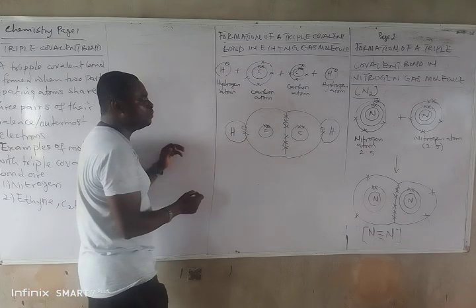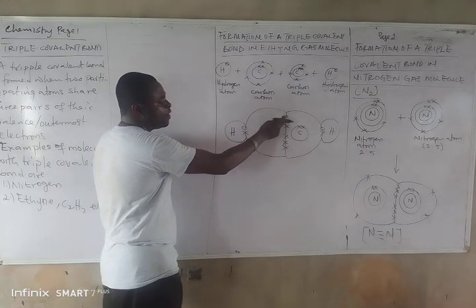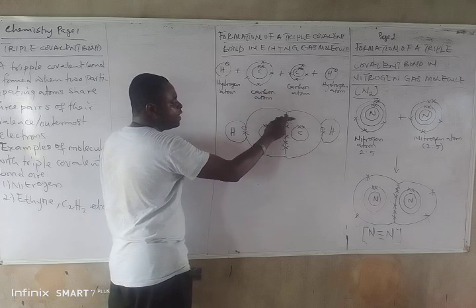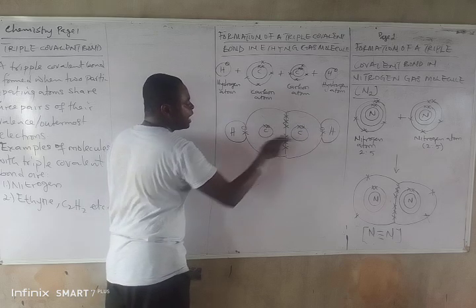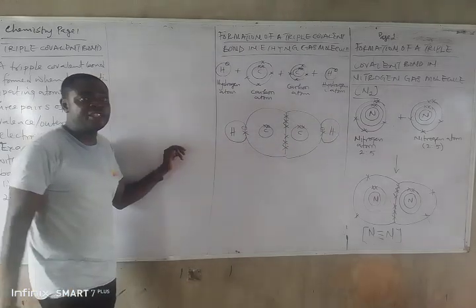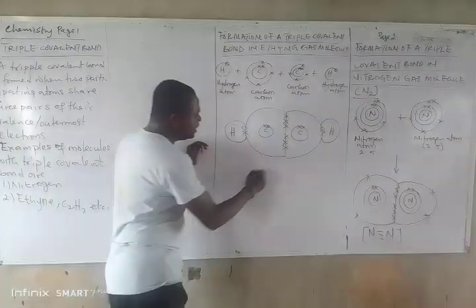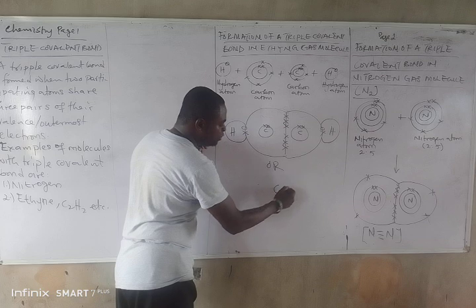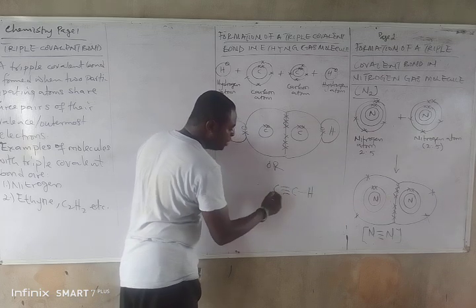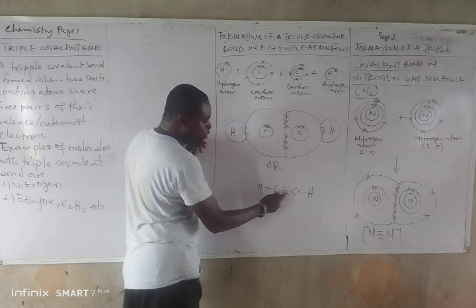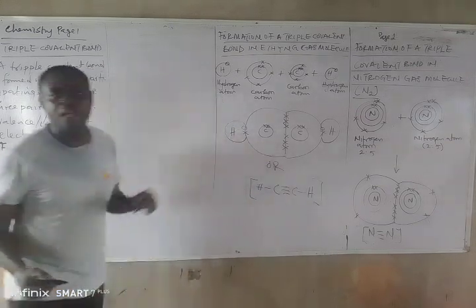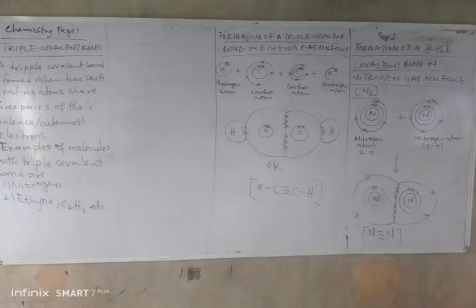So count around each of the carbon atoms: you have 1, 2, 3, 4, 5, 6, 7, 8. Around this one you have 1, 2, 3, 4, 5, 6, 7, 8. Around each of the hydrogen, 1, 2. The 2 is filling the K shell for hydrogen. So between this carbon and this carbon there is a triple bond, but between this carbon and this hydrogen there is a single bond, and between this carbon and this hydrogen there is a single bond. Between the 2 carbon atoms, there is a triple covalent bond. I think we understand that.